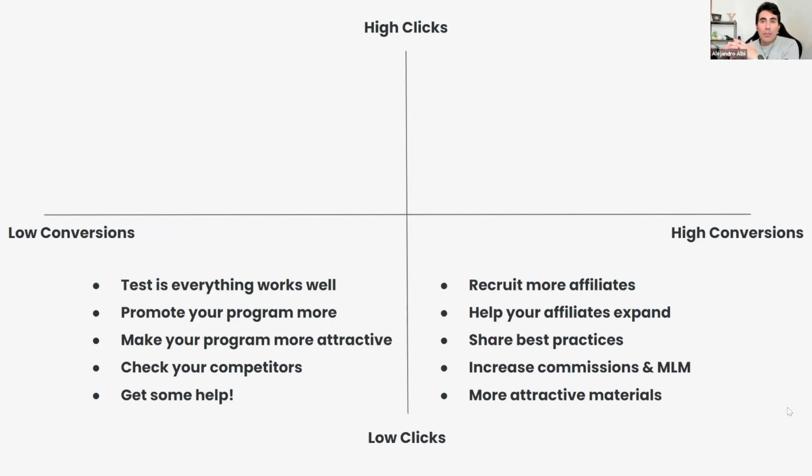And the other one is make more attractive materials. Maybe only a few people react to your marketing materials. Marketing materials is not only a banner. It's not only a logo. Marketing materials could be that you create videos for affiliates.